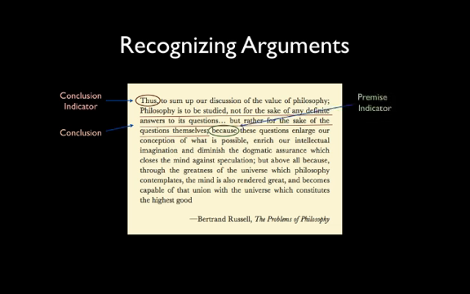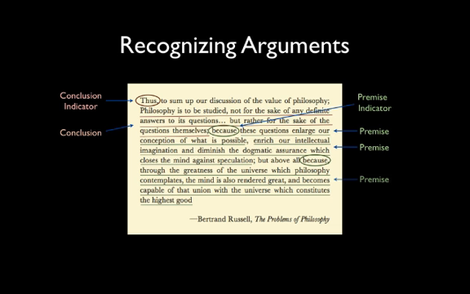In this passage, the premises are, first, philosophical questions enlarge our conception of what is possible. Second, philosophical questions enrich our intellectual imagination and diminish our dogmatic assurance, which closes the mind against speculation. Third, through the greatness of the universe which philosophy contemplates, the mind is also rendered great and becomes capable of that union with the universe which constitutes the highest good. Again, remember that a passage containing an argument does not have to include any premise indicator words.